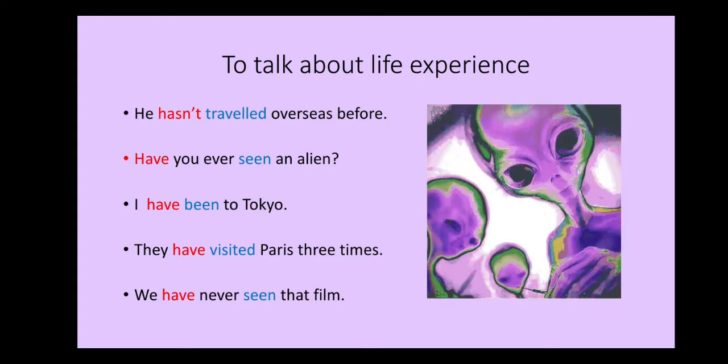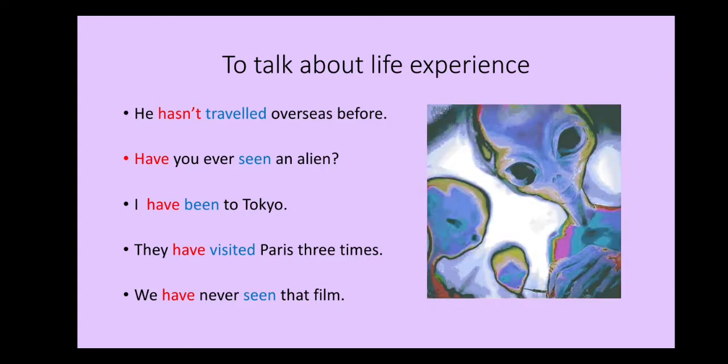We use the present perfect also to talk about life experience, okay? To talk about your experiences during your whole life. For example, he hasn't traveled overseas before. Have you ever seen an alien? I have been to Tokyo. They have visited Paris 3 times. We have never seen that film.